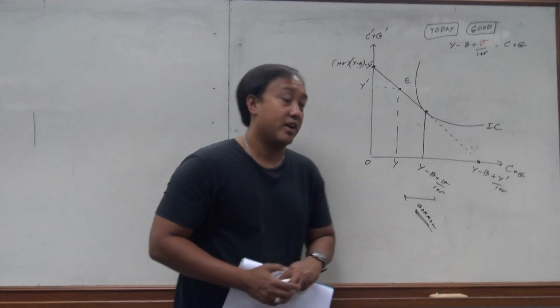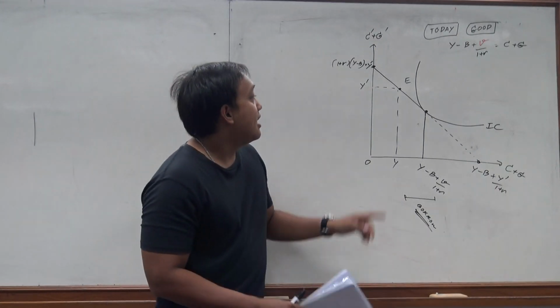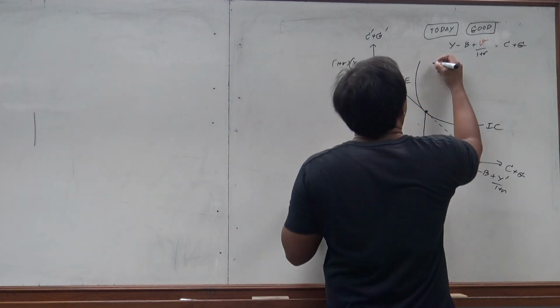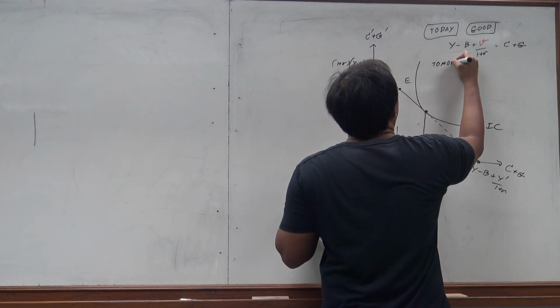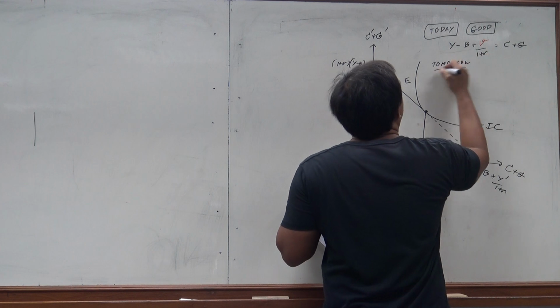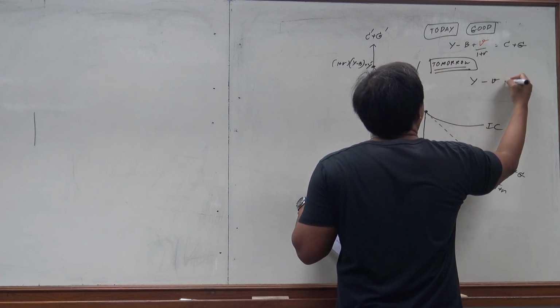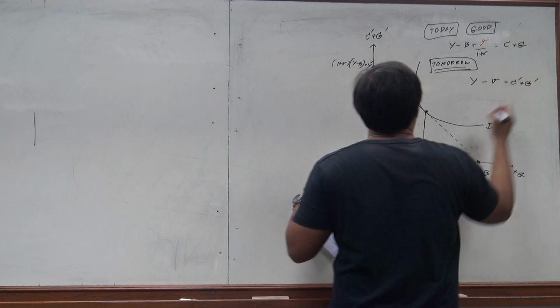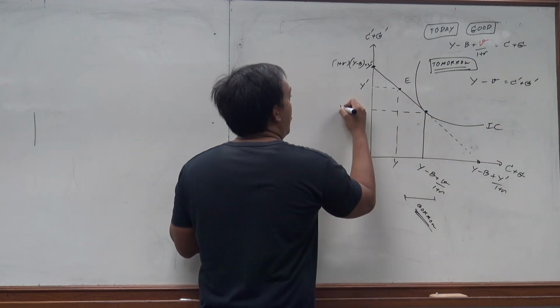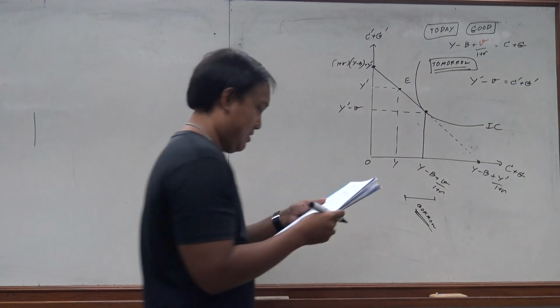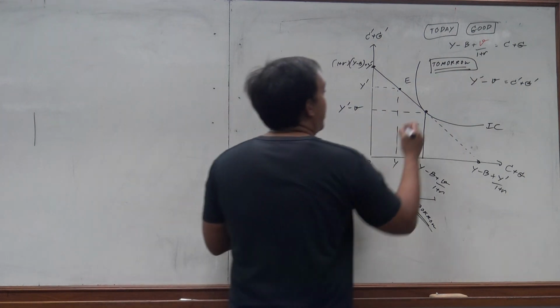So in this case, if you are a good borrower, today, tomorrow is Y minus V equal to C prime plus G prime. Here Y minus V. This is the equilibrium point.